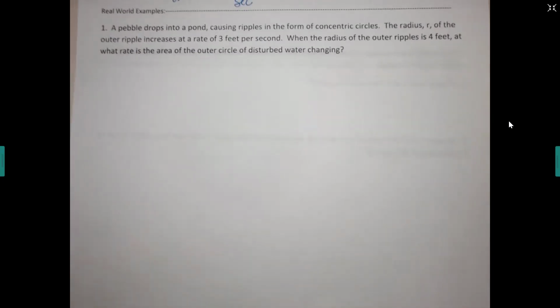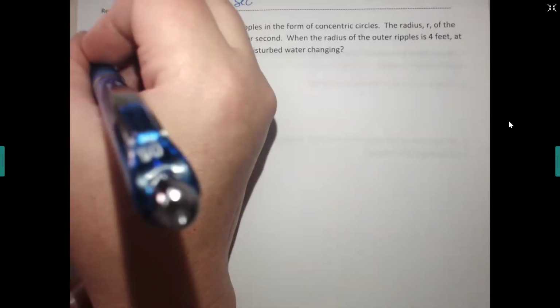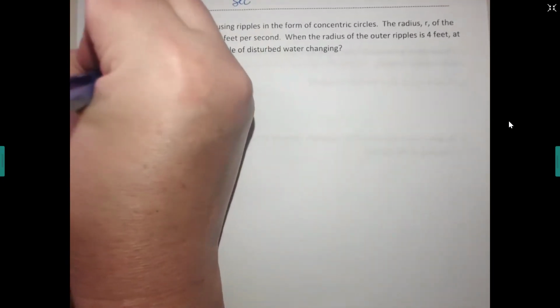All right, so the way that we're gonna work these word problems is we're gonna start off by identifying what we're trying to find. What you're given.